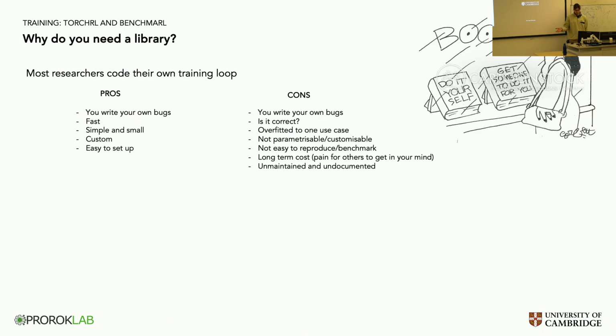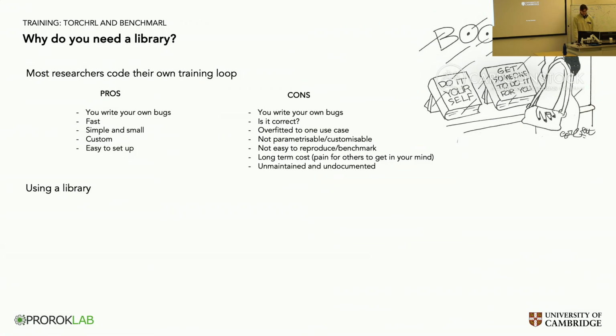It could be correct or not. You don't really have a way to say. It's only you. It could be overfitted to one use case. For that reason, it's not parameterizable or customizable. It's not easy to reproduce or benchmark because it's custom, and this leads to long-term costs. It's a pain for other people to get into your mind when they need to replicate this work. And usually it's unmaintained and undocumented.